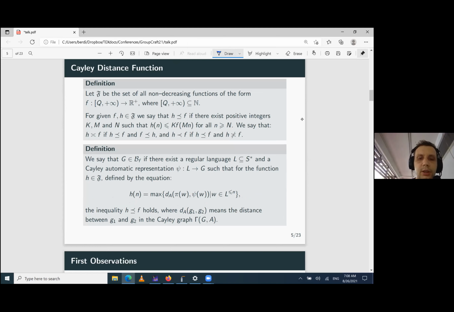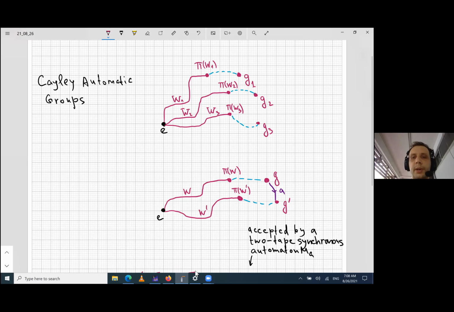So now we call it a Cayley distance function. The idea is that you simply look at all strings in your normal form, all strings of length less or equal than n, right? And you look at the sizes of all these gaps. So you look at all these distances between, for example, pi w1 and g1 and pi w2 and g2, and you take the maximum. You simply look at the maximum gap for all strings of size n.